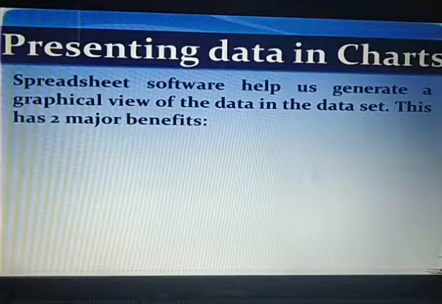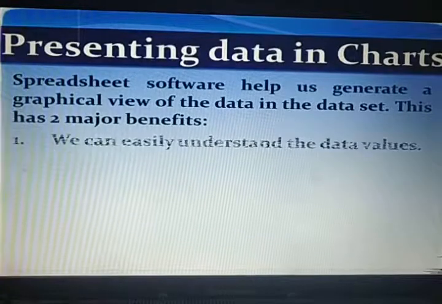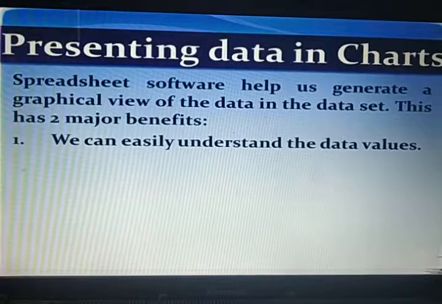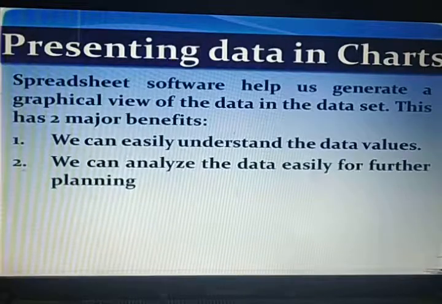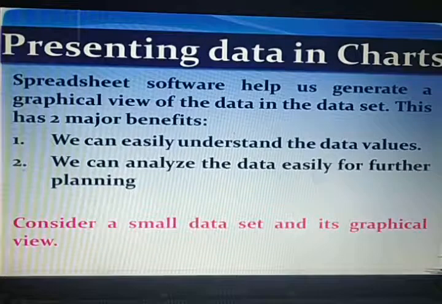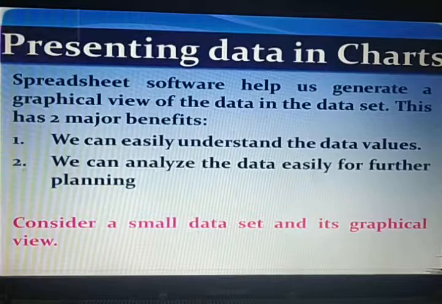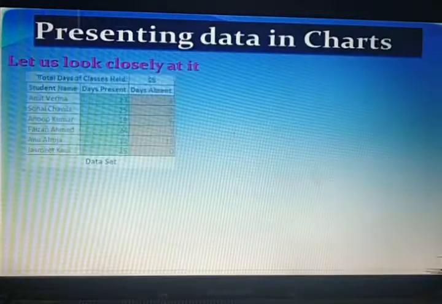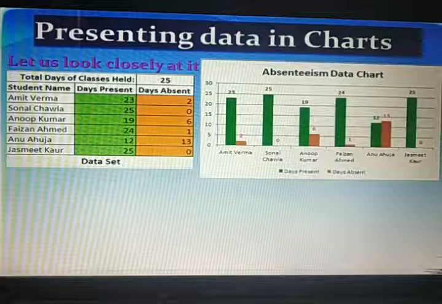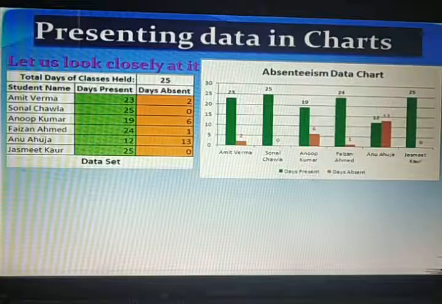This has two major benefits. We can easily understand the data values. We can analyze the data easily for further planning. Consider a small data set and its graphical view. It's shown next. What quick conclusion do you derive from this graphical view? Look closely at it.